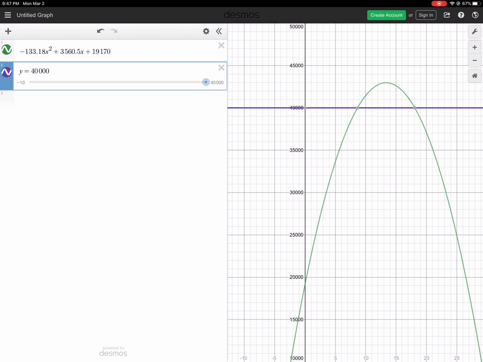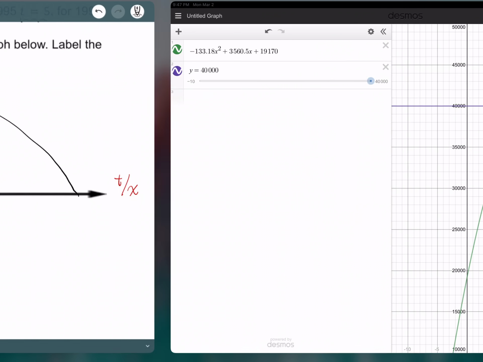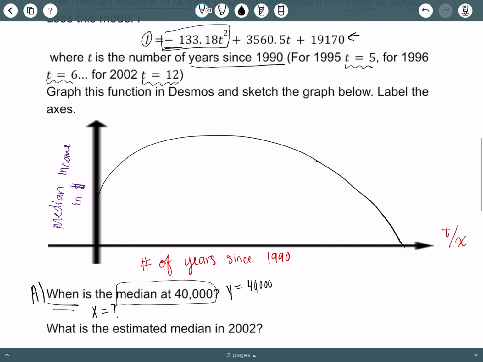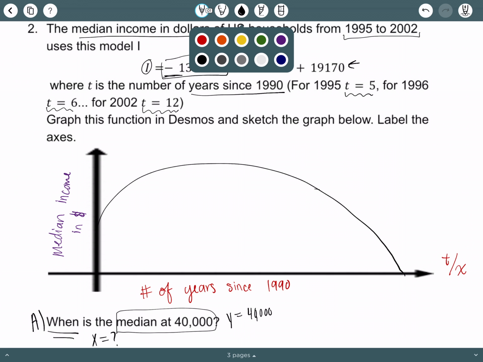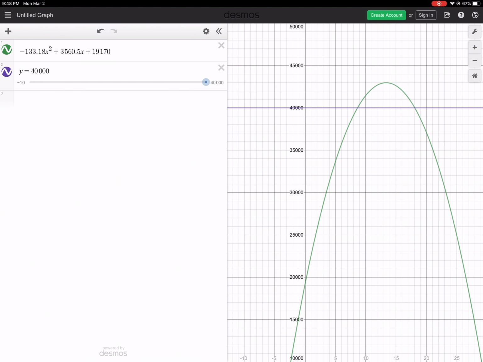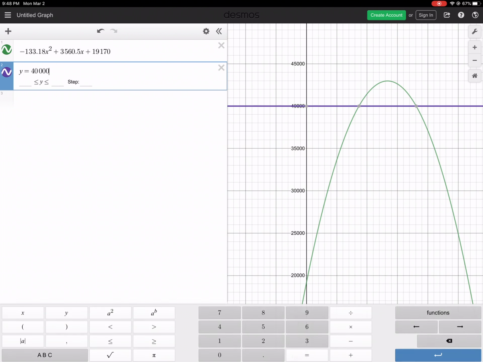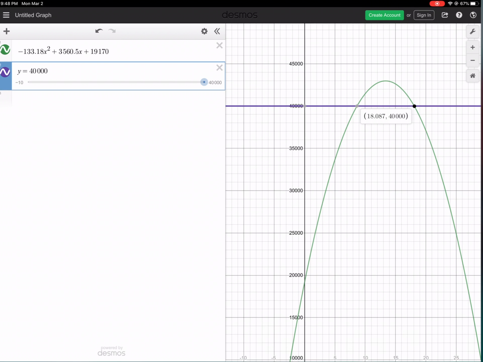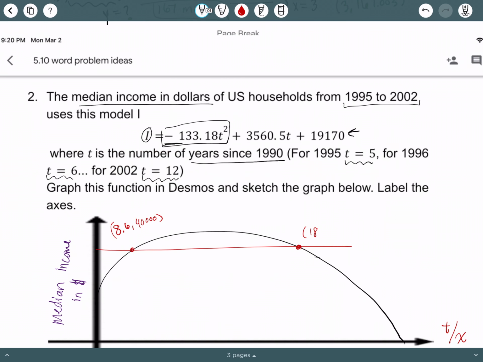And we have two intersection points. We have one at 8.6 and another one at 18. So we get 2 points. We have this line of 40,000. We have 8.6 comma 40,000. And we have 18.1 comma 40,000.